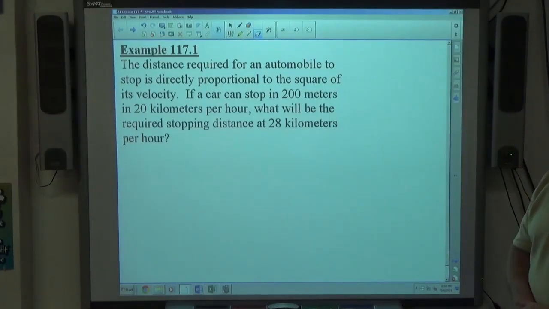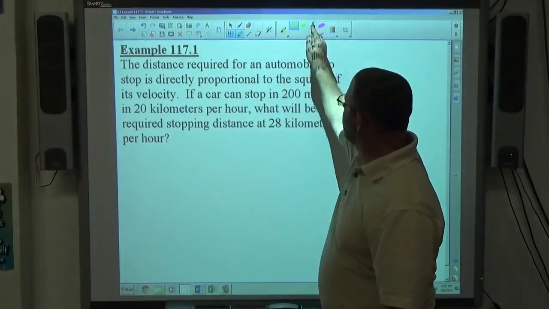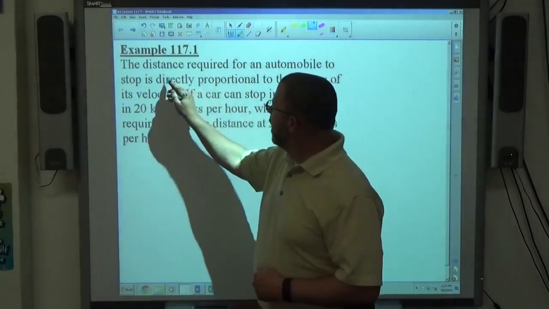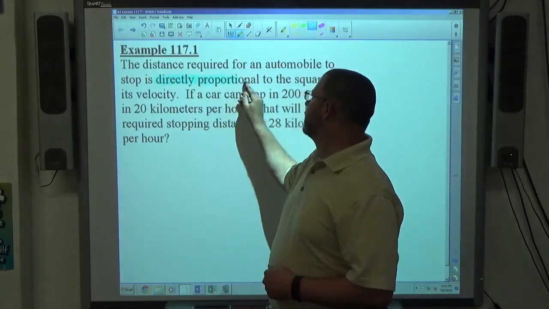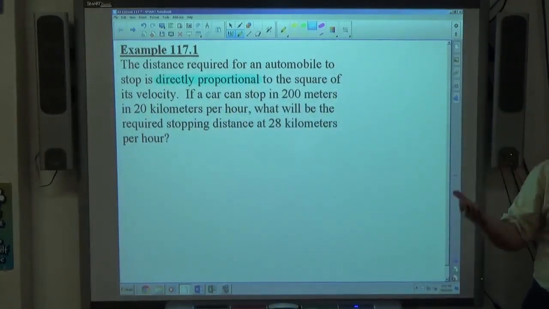Example 1, the distance required for an automobile to stop is directly proportional to the square of its velocity. So just a few lessons ago we did direct and inverse variation. Another way of describing this is called proportional. So it's directly proportional to or inversely proportional to. That means direct variation, inverse variation.